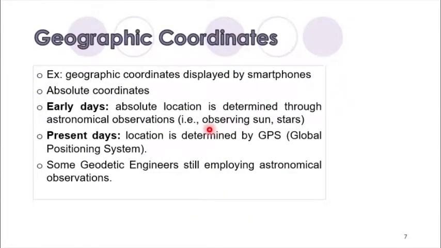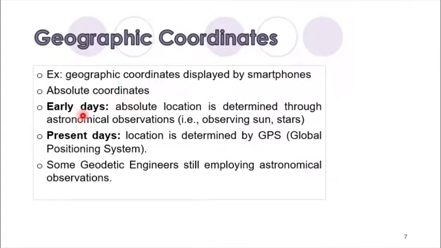Next is the geographic coordinates. A common, concrete example of a geographic coordinate system is the one displayed by your smartphones. As I have said, these are absolute coordinates because they tell you the location of the smartphone on the Earth.